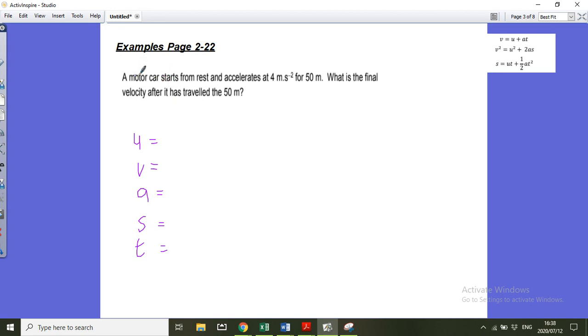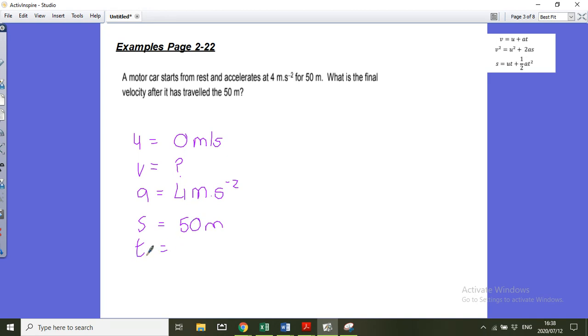Now we're reading it again. A motor car starts from rest. From rest means U is going to be 0 meters per second. Remember the forward slash is fine, just don't use a minus then as well. And it accelerates at 4 meters per second. So I know my acceleration is going to be 4 meters per second squared for 50 meters. So that is my displacement, 50 meters. What is the final velocity? So they're asking for the velocity after it traveled this 50 meters.